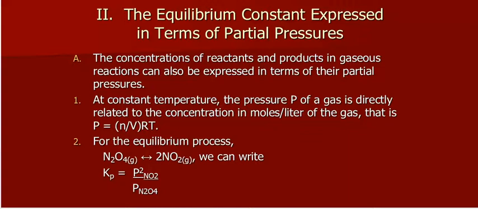The equilibrium constant K can be expressed in terms of partial pressures if reactants and products are gases. So for the equilibrium process, N2O4 forms 2NO2. We can simply write Kp is equal to the pressure of NO2 squared divided by the pressure of N2O4. So it's still products divided by reactants.